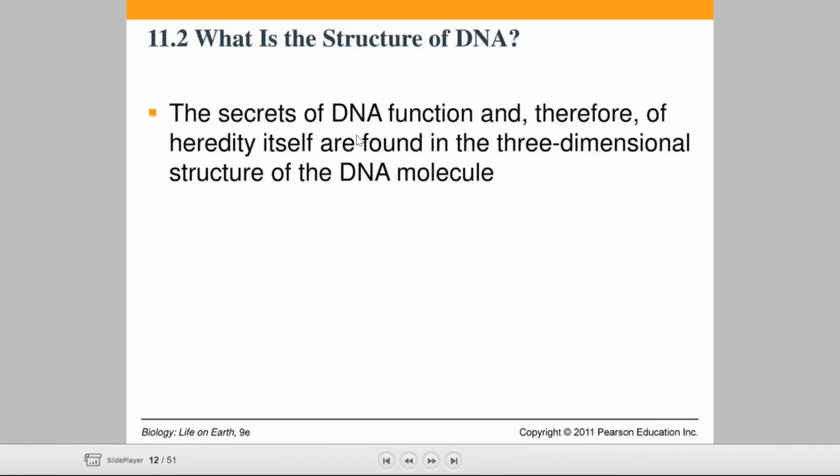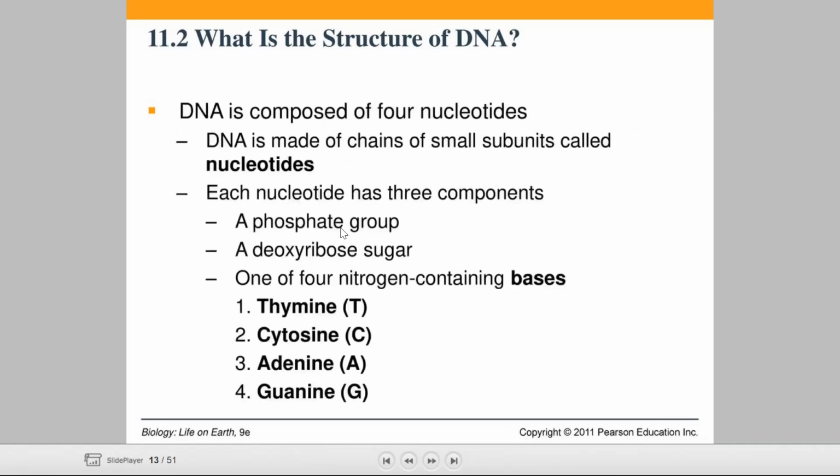Now, what is the structure of DNA? The secrets of DNA function and therefore of heredity itself are found in the three-dimensional structure of the DNA molecule. You already learned about math. So the geometry of this molecule itself plays an important role in how it can conduct its role, its function.